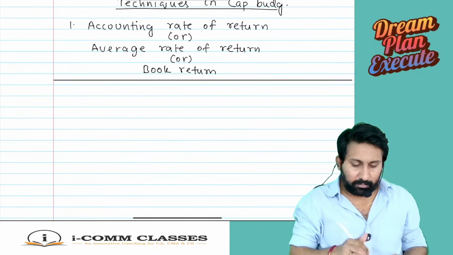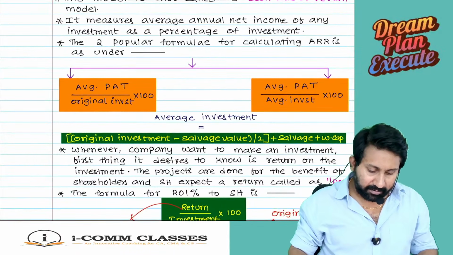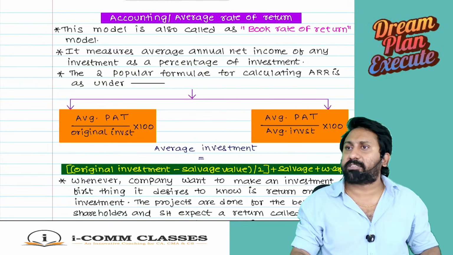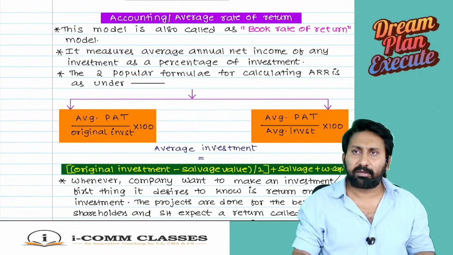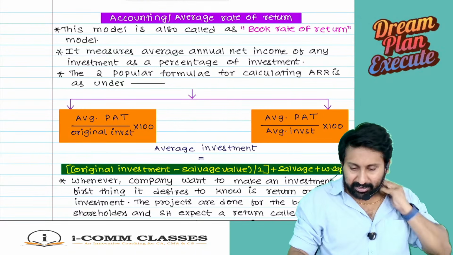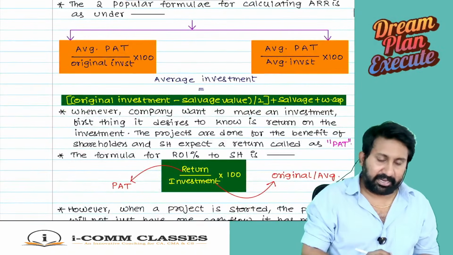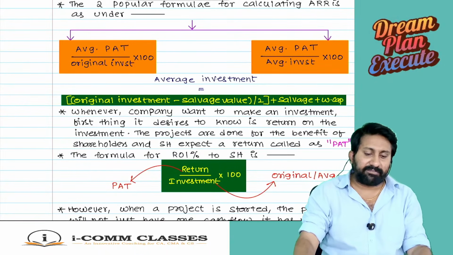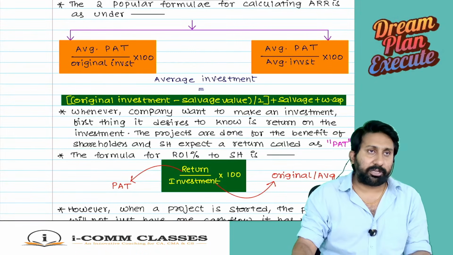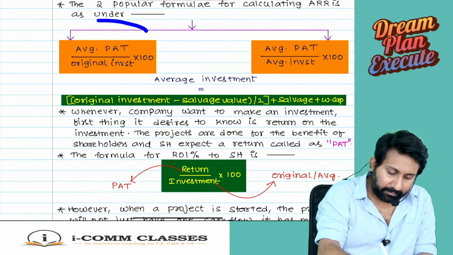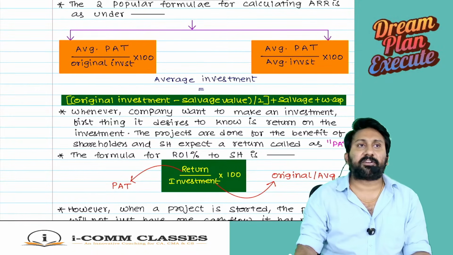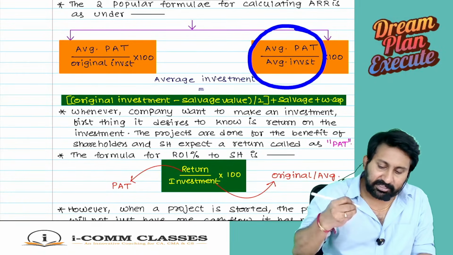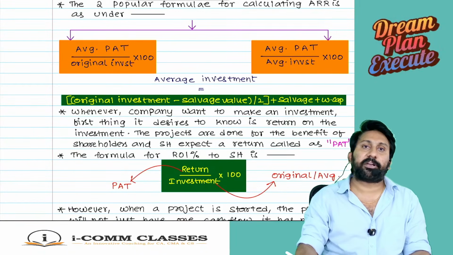Okay, listen now. Let me discuss this concept I said was important. Silence, please. Attention on the concept, please. See here, there are two formulae they have given for ARR computation. Number one, average profit after tax by original investment into 100. Number two, average profit after tax by average investment into 100.